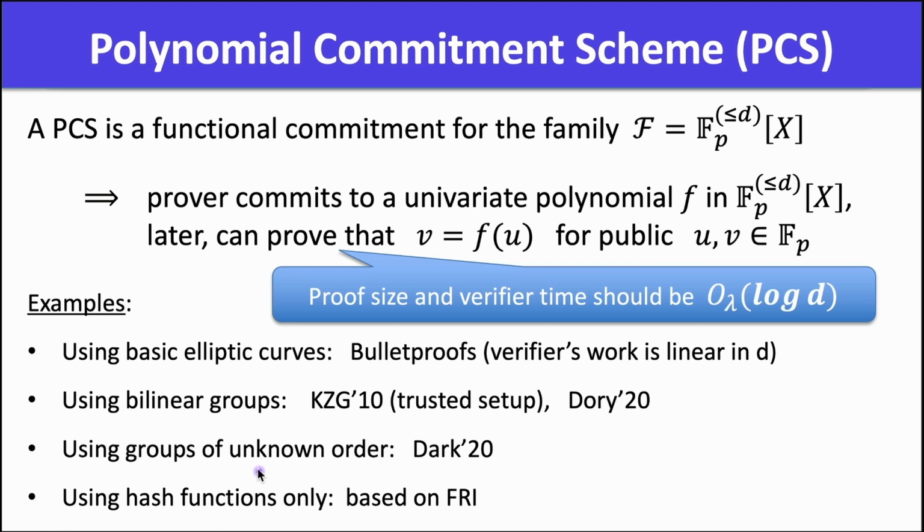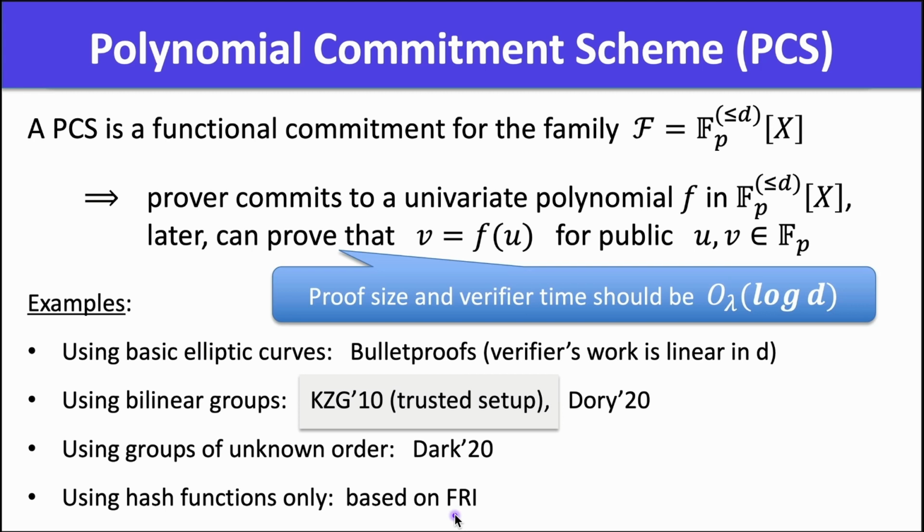We also have PCSs from what are called groups of unknown order. These are related to the RSA assumption, and the PCS that comes from such assumptions is called Dark. And we will link to all these papers in the supplementary reading materials in case you want to see how all of them work. Finally, there is a PCS that's built from hash functions only using a mechanism called FRI. FRI is also the building block for the STARK system, and it can also be used to build a PCS. So as you can see, there are many, many ways to construct a polynomial commitment scheme. In this segment, I'll focus on the KZG commitment scheme because this is the simplest one to describe, and it's actually the one that's most commonly used.